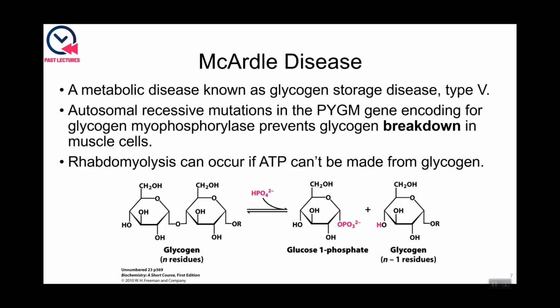There are about 65 different mutations in the gene encoding for glycogen myophosphorylase, and this is the enzyme that's needed to remove glucose residues from the non-reducing ends of glycogen. So in the presence of these mutations, glycogen can't be broken down in muscle cells, so they won't have access to any of the energy that can be made from this glucose 1-phosphate.